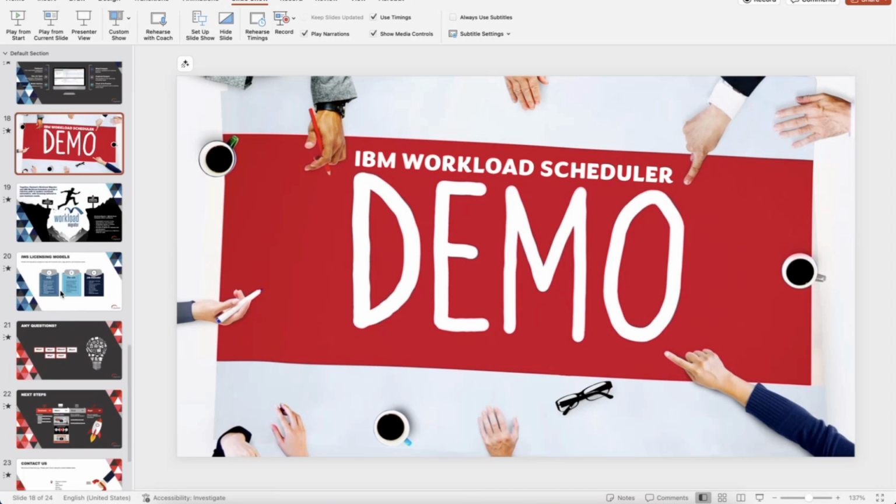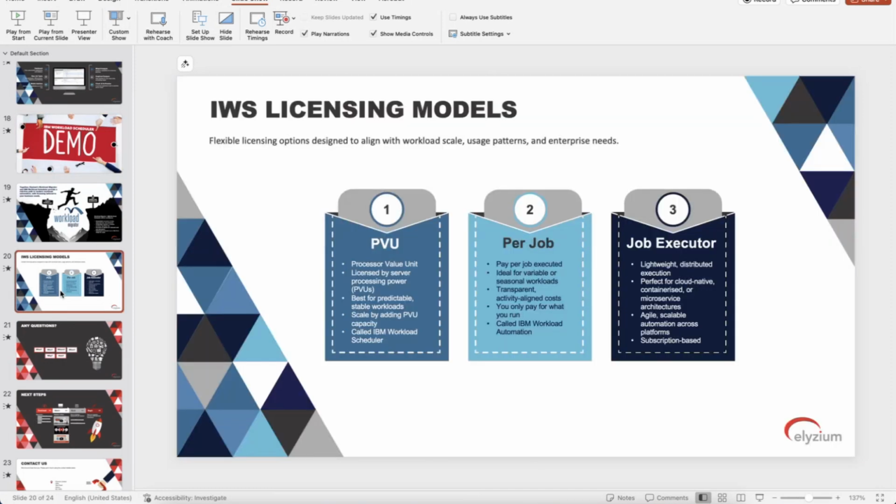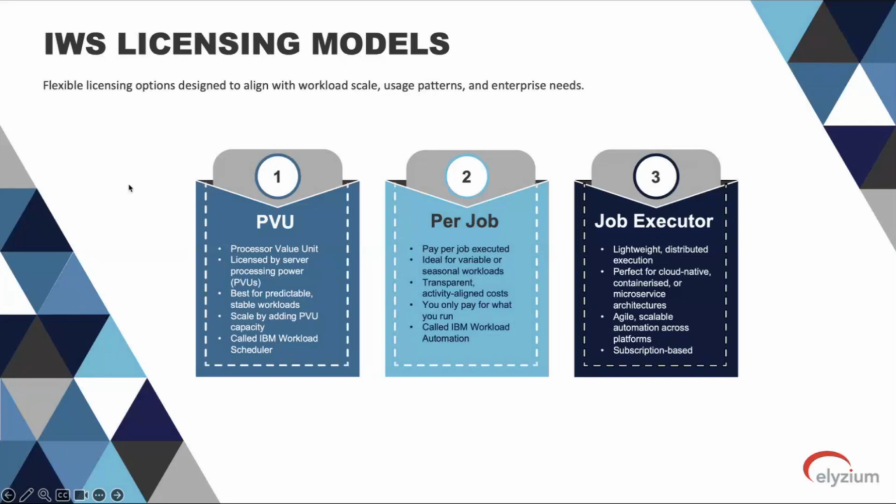The only other thing I wanted to talk about was the license model for IWS. How that works is the two main license types are PVU, which stands for processor value units. That's effectively per server. The bigger the server, the more you pay, and that's calculated based on the number of cores and the processor type.